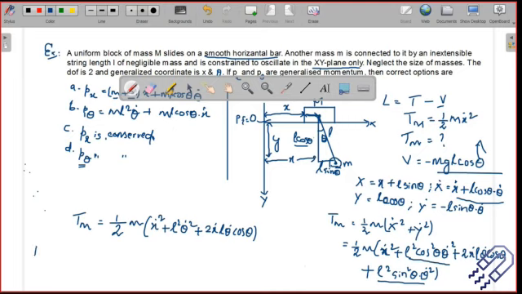So that means now I can write down L as the kinetic energy of this minus the kinetic energy of the small mass, minus the potential energy of the smaller mass, right? We do understand that the potential energy of the larger mass is equal to 0. So I'm not just explaining this.